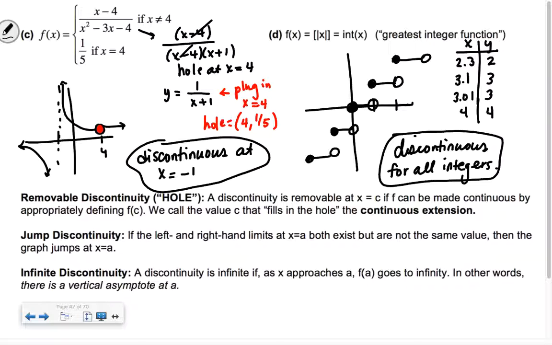Fancy. What happens if you can't fill in the hole? If you can't fill in the hole, then it's not a removable discontinuity, right? So it wouldn't be a hole then.